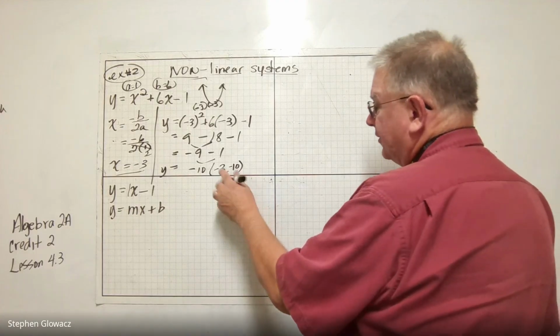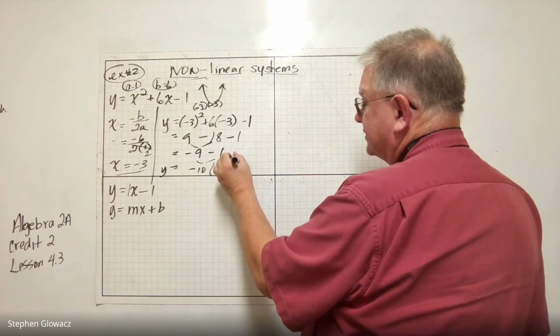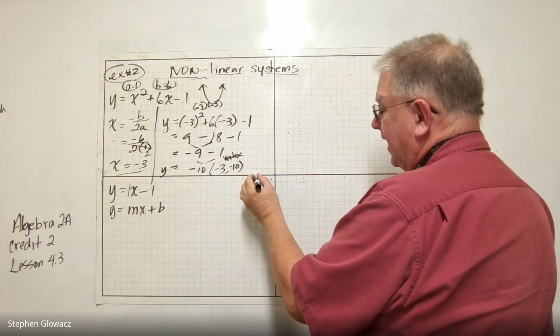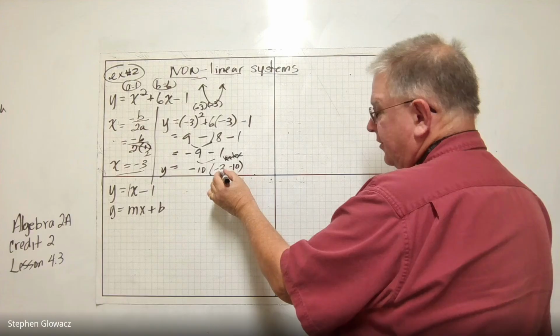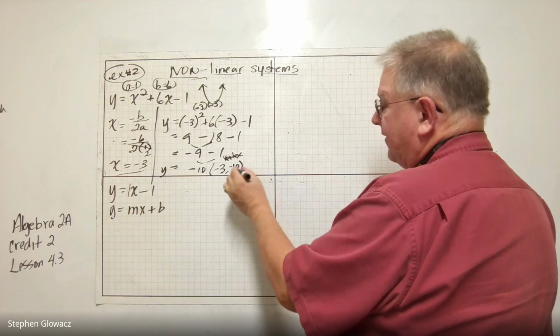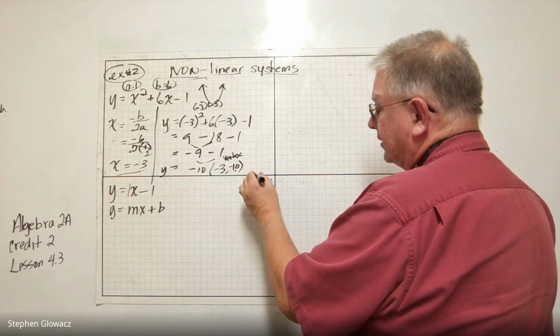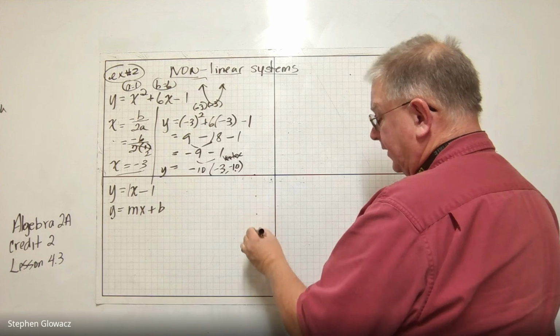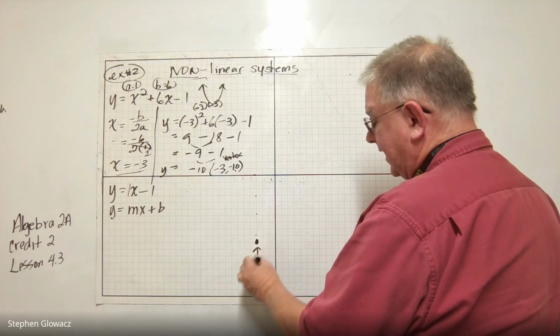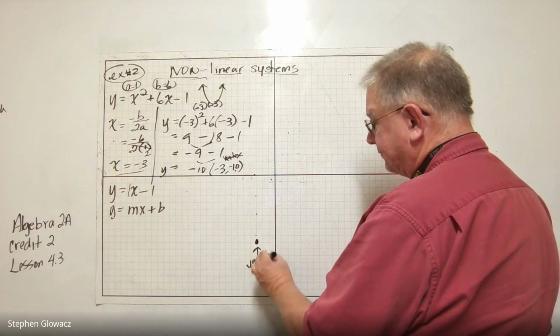So plotting this vertex at -3, -10, let's identify that as the vertex. So -3 would be 3 to the left. Remember, our first number in our ordered pairs, left or right. So it's negative, we go to the left. And then -10 for the y coordinate. So we're going to go down, carefully counting this, 10 units. So there's our vertex at -3, -10.